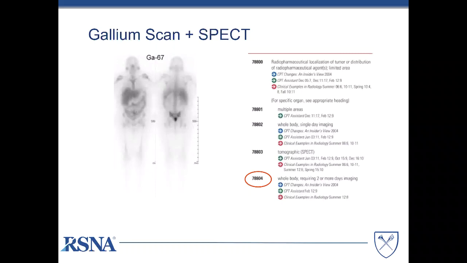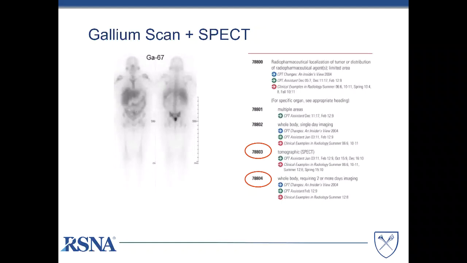What if the whole body scan plus SPECT images are obtained? Then code 78803 can be used in conjunction with 78804. However, based on the Medicare multiple procedure policy, these codes are subject to the multiple procedure discount. That is, contractors pay 100% of the highest paying procedure on the claim, plus 50% of the applicable payment rate for the other covered procedure.